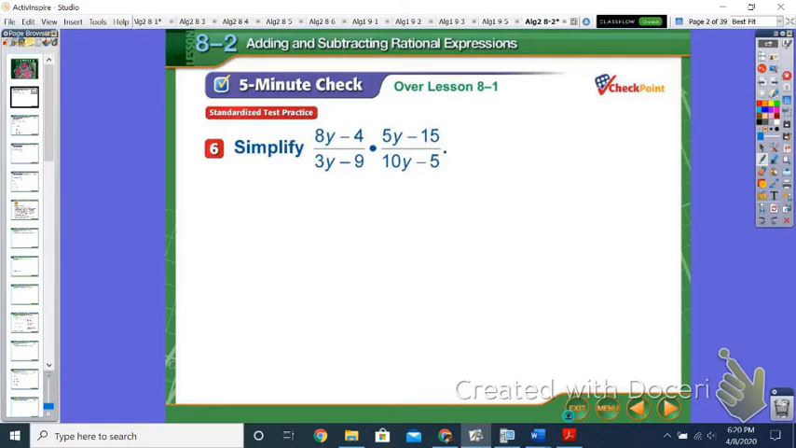We are moving on to 8.2 today, and here's your bell ringer that covers some stuff from 8.1. So give it a try.